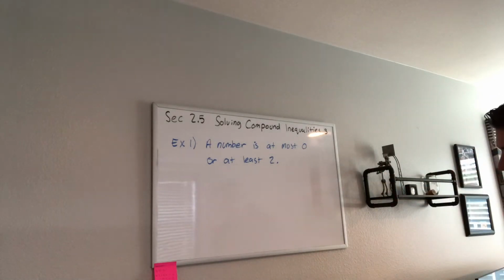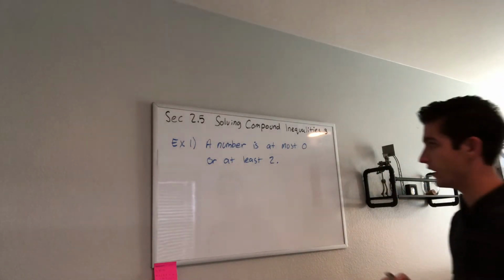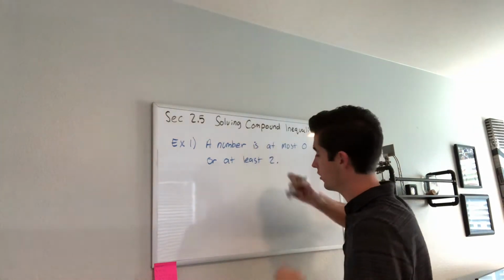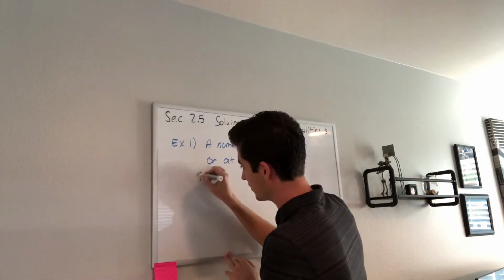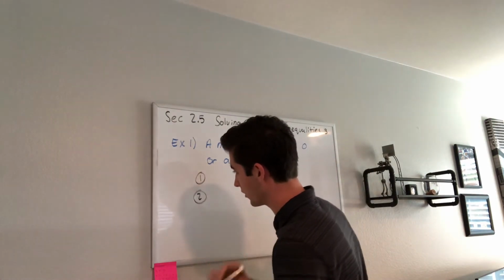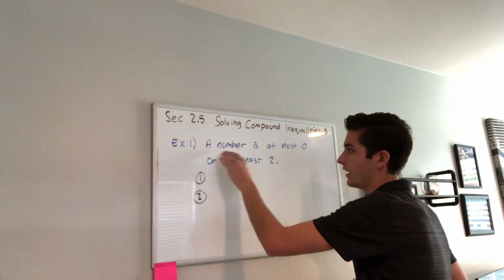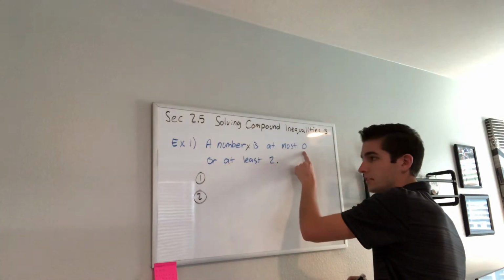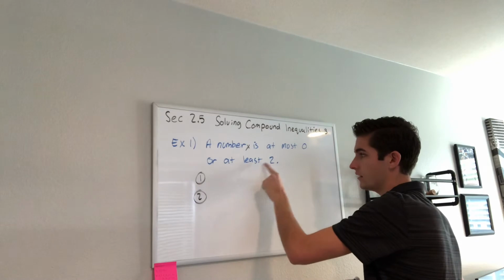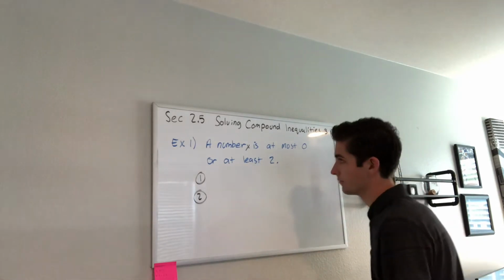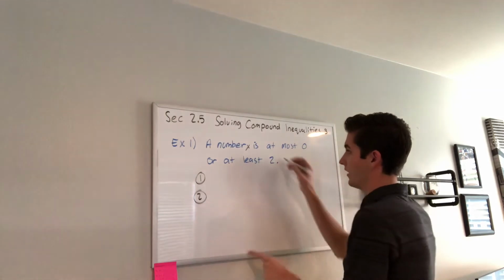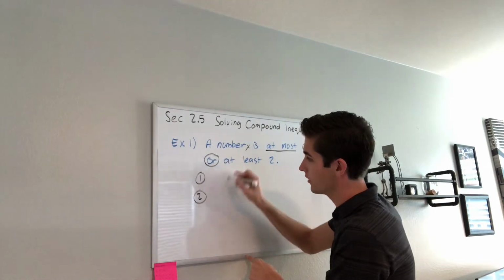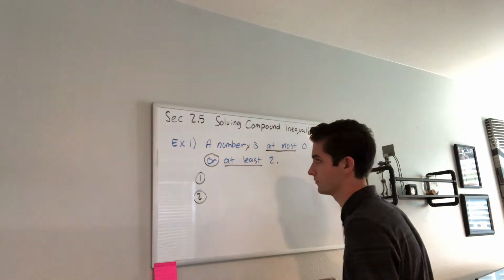All right, so example 1, just like yesterday, we have to translate these words into a compound inequality. Exactly the same as yesterday, we're going to split this into 2 parts. A number x is at most 0 or at least 2, right? So, a number x is at most 0 or at least 2.